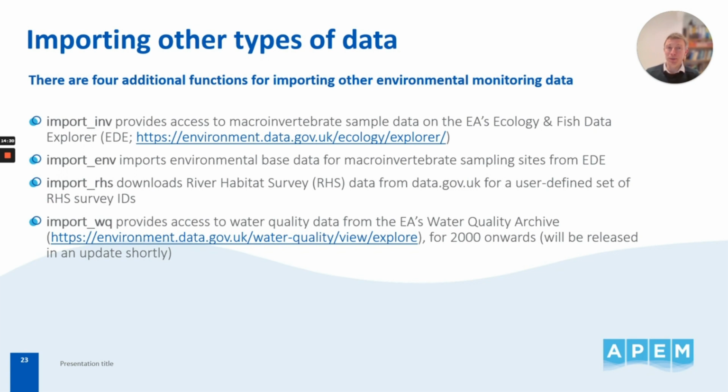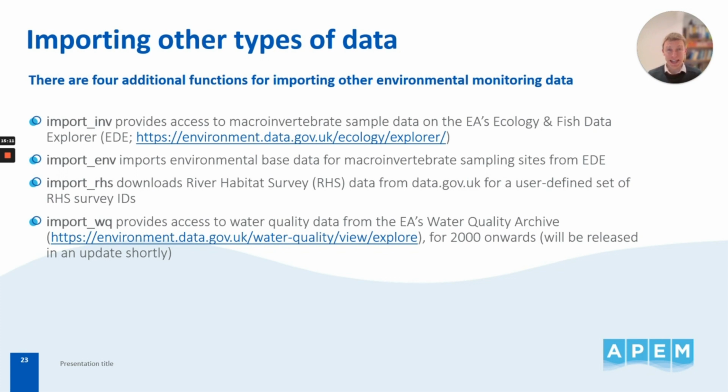But there are many other types of environmental monitoring data that we might be interested in as well. And this slide summarises 4 other functions that we have for accessing different types of data. The first of those is the import INV function, which allows us to access macroinvertebrate sample data from the Environment Agency's Ecology and Fish Data Explorer. Again, there's a web link there. If you're not familiar with the Ecology Data Explorer, you can have a browse on the website, and it provides a ready way of identifying where invertebrate sampling locations are, so you can extract the relevant site IDs.